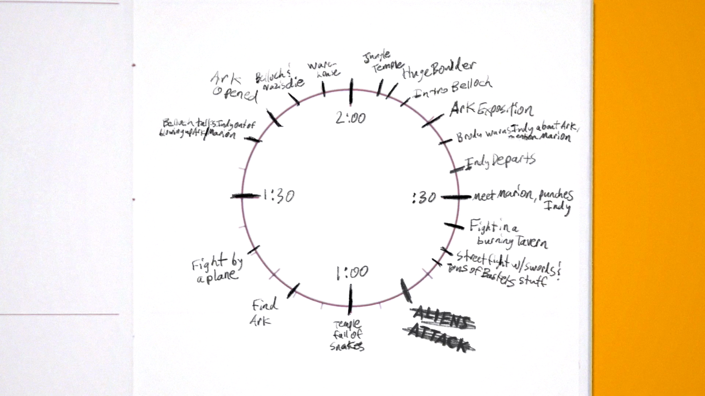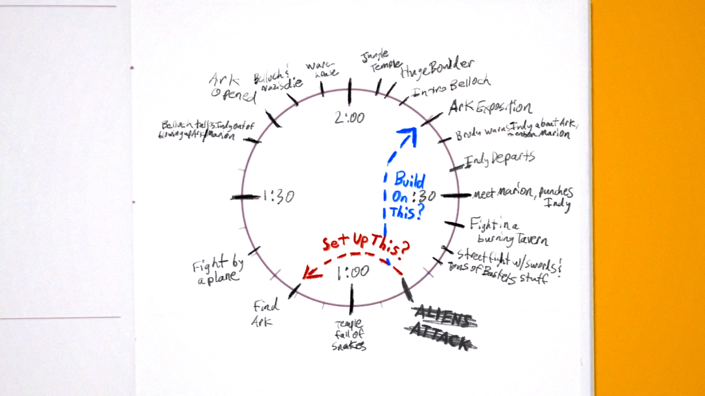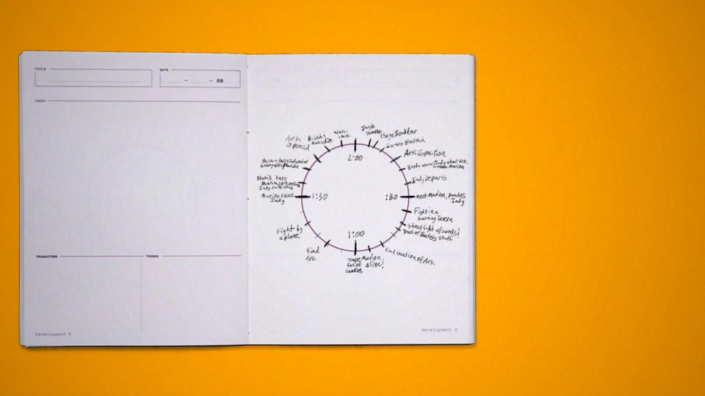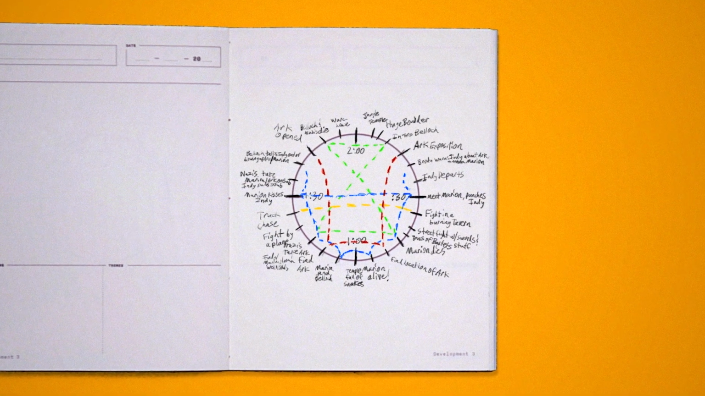What's happening on the opposite sides of the clock? Anything over here you can set up? Anything up here you can build on or pay off? This is a simple and effective exercise to fill the gaps in your story with relevant and meaningful material, born from what you already have.